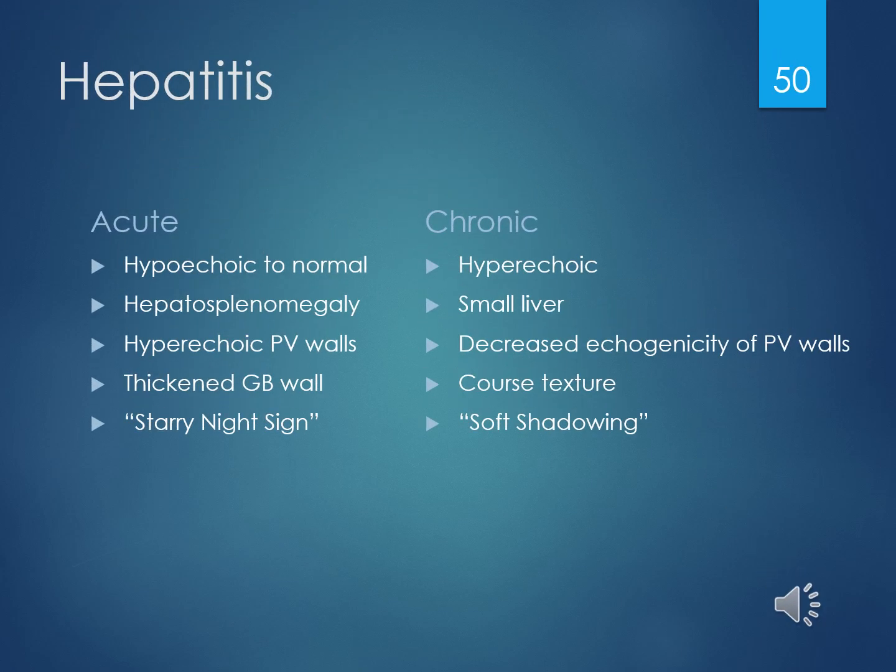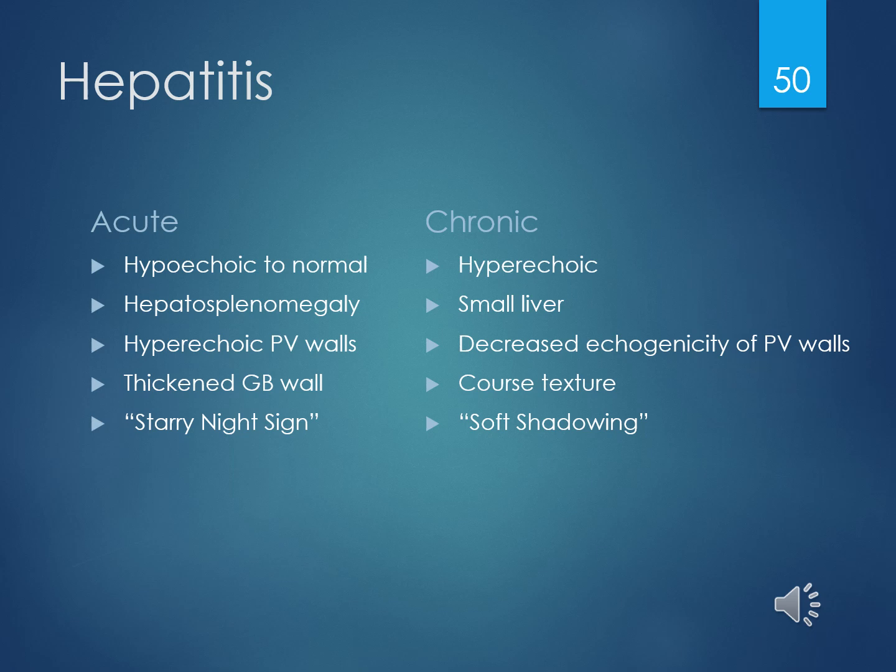How do we know sonographically when acute hepatitis has become chronic? They pretty much look like opposites. So acute is going to be hypoechoic and big, tall, dark, handsome. Chronic is going to be hyperechoic and small. Acute will have those hyperechoic portal vein walls. They're going to be in contrast to that hypoechoic background. Chronic will have decreased echogenicity of portal vein walls in contrast to the rest of the liver.